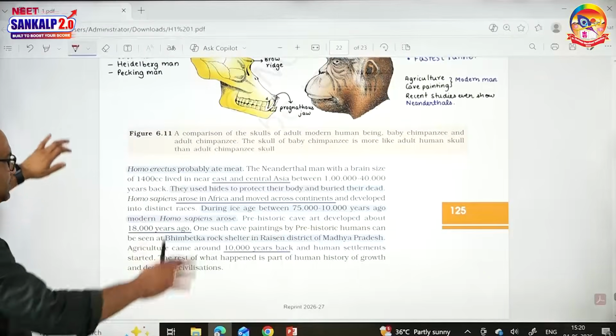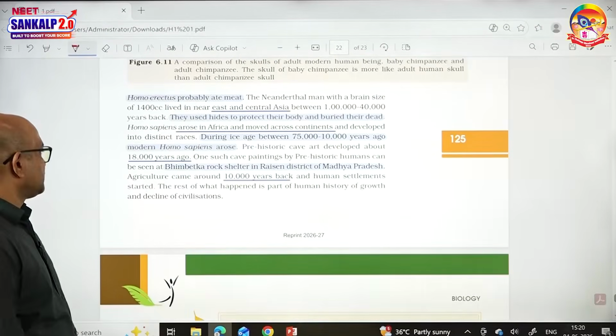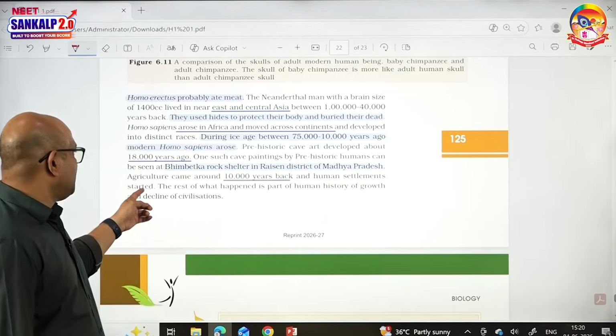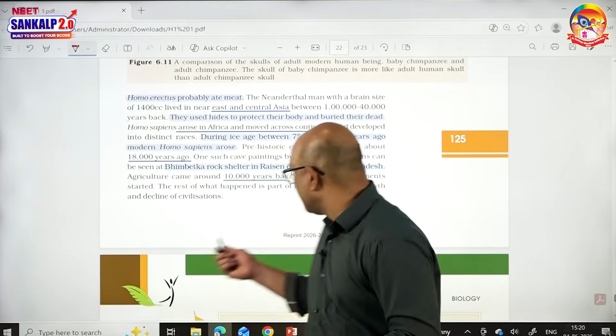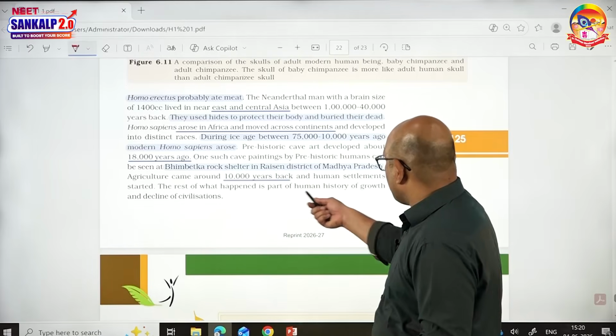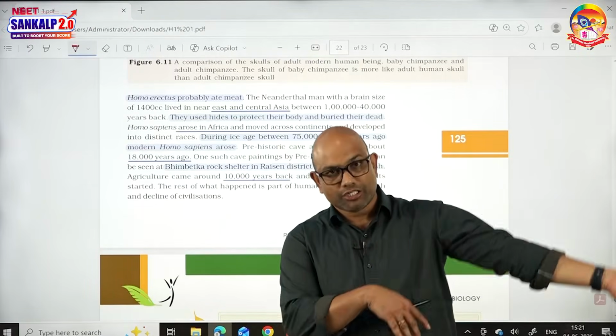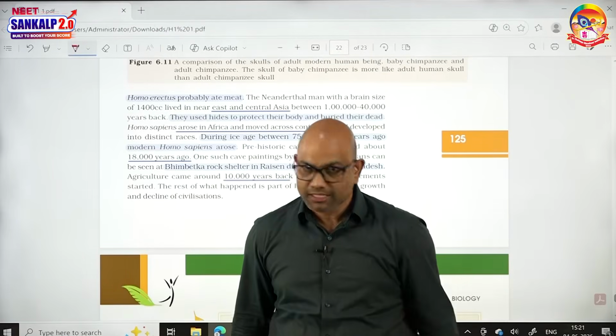And finally, after all these points, the last point I would like to discuss here is that agriculture came around 10,000 years back and human settlement started. The rest of what happened is part of human history of growth and decline of civilization. Civilization decline means ancient civilization declined and modern civilization started.